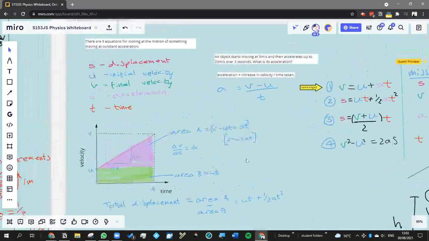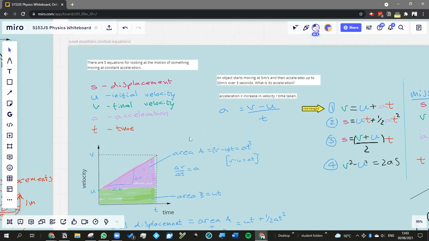So what we did last lesson is we introduced these motion equations, otherwise known as suvat equations. So suvat, S-U-V-A-T, they're the letters that represent displacement, initial velocity, final velocity, acceleration, and time. This only describes a situation in which something is moving at constant acceleration.